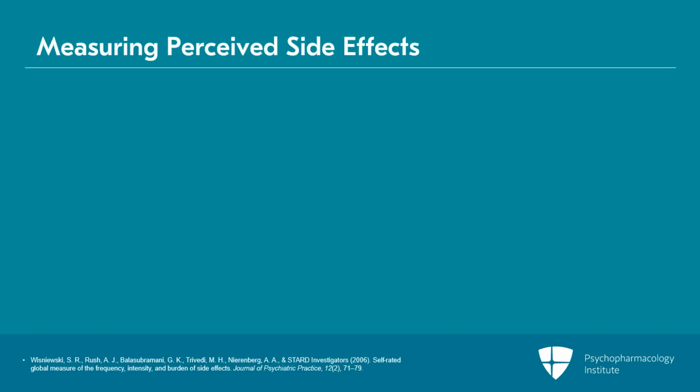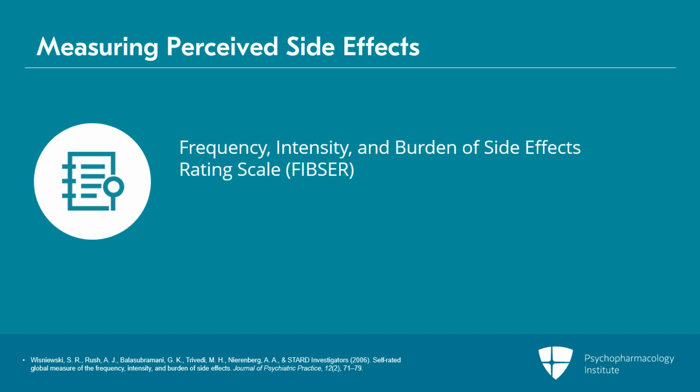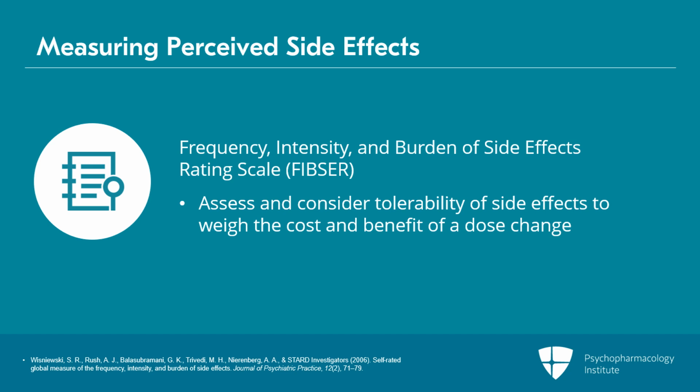The other thing I want to talk about is measuring perceived side effects. Particularly for people that might be in that older age window where they're more likely, but also across the full lifespan. The STAR-D study for unipolar depression used a scale called the Frequency, Intensity, and Burden of Side Effects Rating Scale, or FIBSR. It can assess and consider tolerability of side effects to weigh the cost and benefit of a dose change. We know that side effects can impact quality of life and treatment adherence in mood disorders, as any disorder. And FIBSR really can be used, if you tweak the words a little bit, for any kind of psychotropic medication or psychiatric disorder.